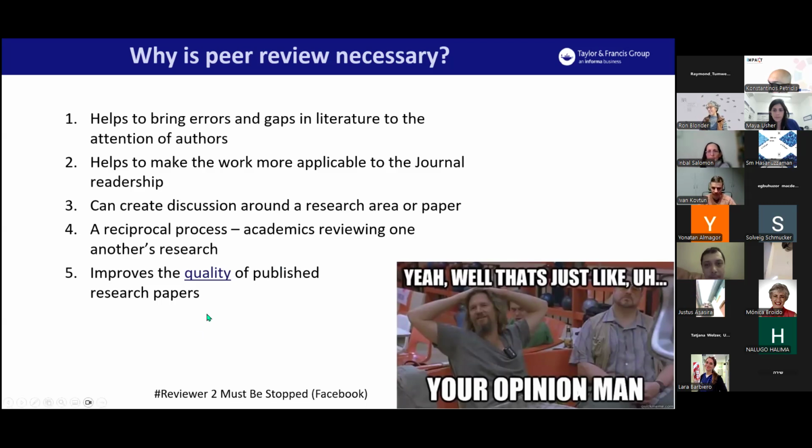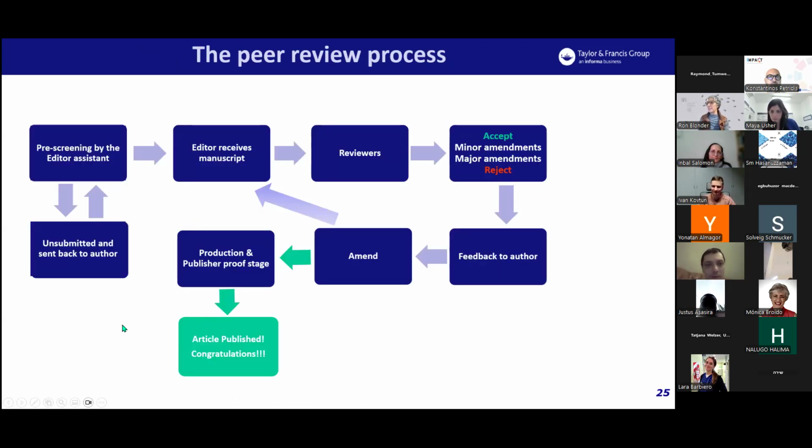And on the other hand, you can read what this guy said. Okay, it's an opinion, and we should also remember it. Don't take it so personally. So let's see what is the process of the peer review.